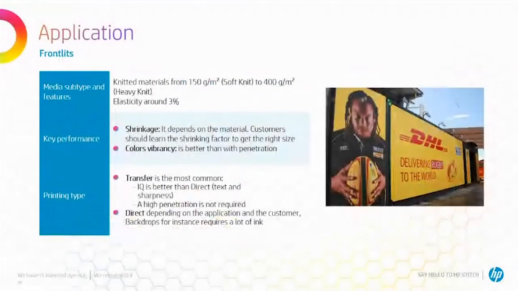So starting out, frontlits. What are some of the kind of medias used? Knitted materials, soft knits, heavy knits. Some have a little bit of elasticity in it, about 3%. And let's look at some key performances. One of the overarching things that you're going to hear on each one of these is shrinkage.